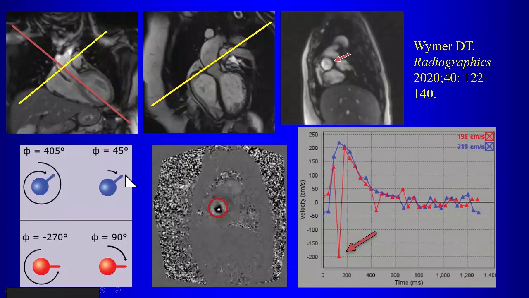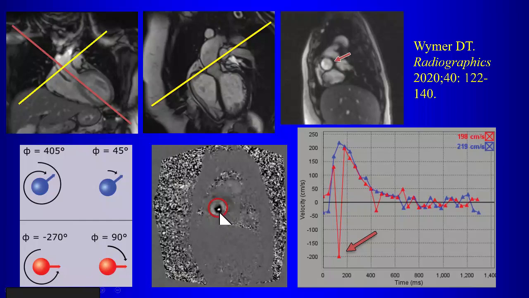Now, in this example, if you look at the phase contrast image, you see that there's a different color in the center. Well, that means there's aliasing, and diagrammatically it's showing you that the phase shift was minus 270, but it's depicted as a positive 90 phase shift. That's why it's showing up as going in the wrong direction.